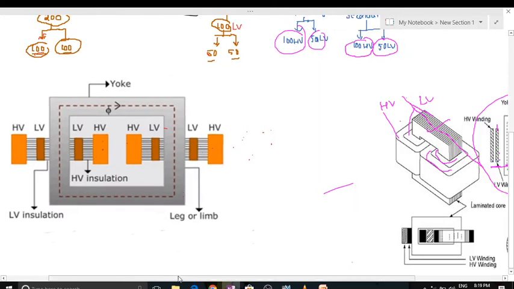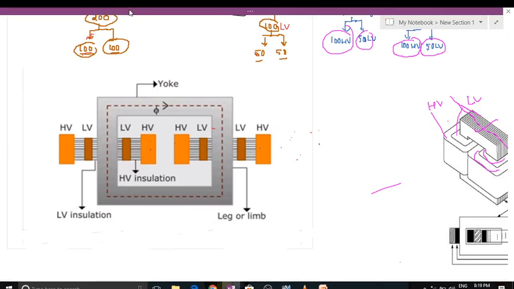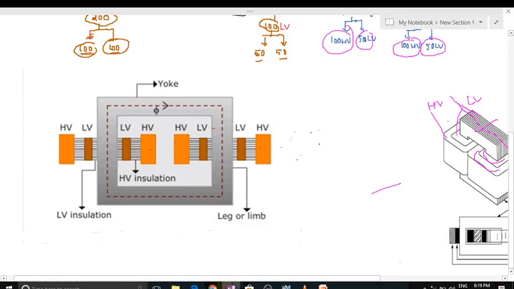So I represented here. The primary has both LV and HV. Look at this one, this is the core. After the core, before placing the LV winding around the core, we should place insulation between the LV winding and the core. So why should we place the insulation?